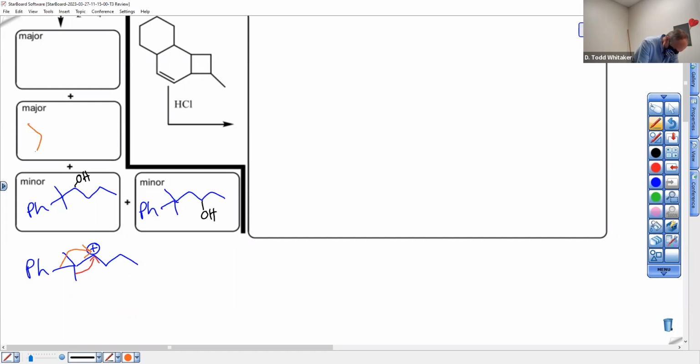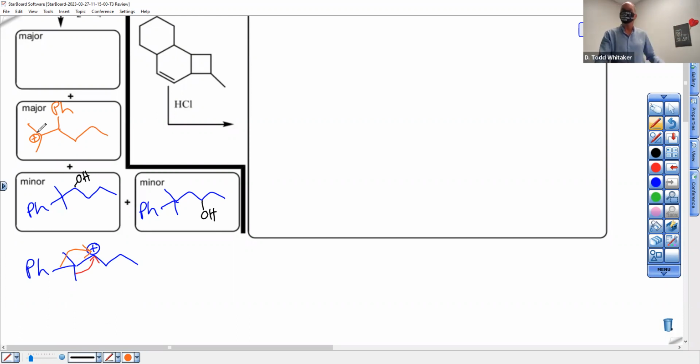Methyls are still where they used to be. Phenyl moved up here. Where's the cation? I'm not going to draw the cation. I'm going to draw it temporarily. When you move the phenyl away from this carbon, the cation was here, and you're getting no points for that. 0 points for writing that down. You wasted your time. That's an intermediate.